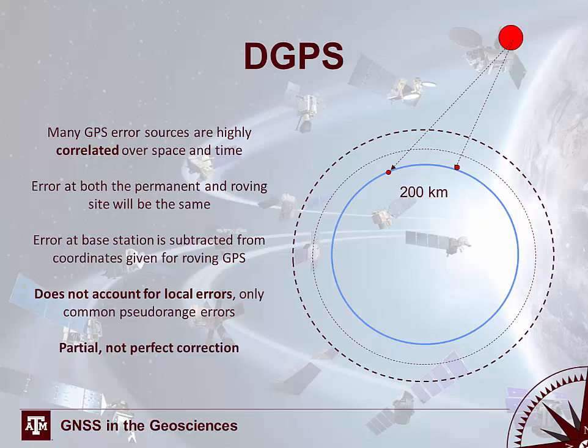Now it's important to note that DGPS doesn't account for local errors, only common PRN errors, so pseudorandom noise errors. And this is a partial, not a perfect correction. Remember, it doesn't account for local effects.